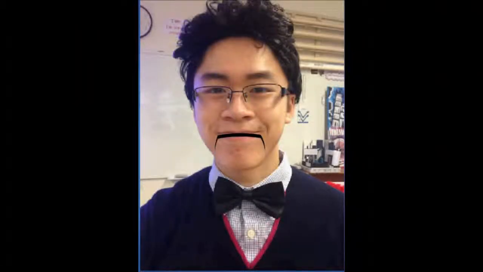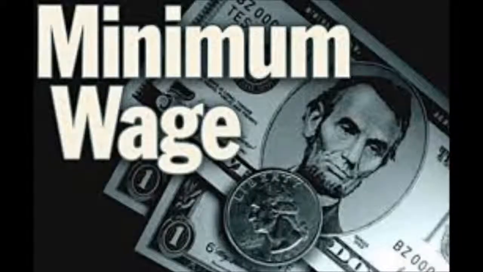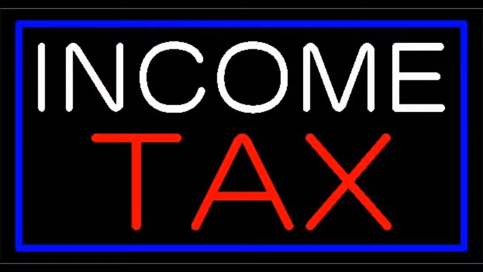Market-based supply-side policies. Next is market-based supply-side policies, also known as free market-based policies, as they allow the market to operate more freely, minimizing government intervention. Market-based policies create working incentives in order to increase work efficiency and production, as well as an increase in incentives for firms to invest and increase productivity. A little bit confused? Some examples of market-based supply-side policies are privatization, lowering minimum wages, deregulation, lowering income taxes, etc.